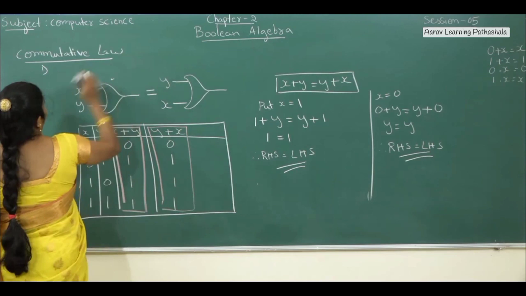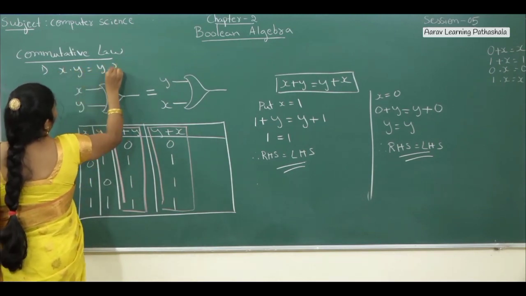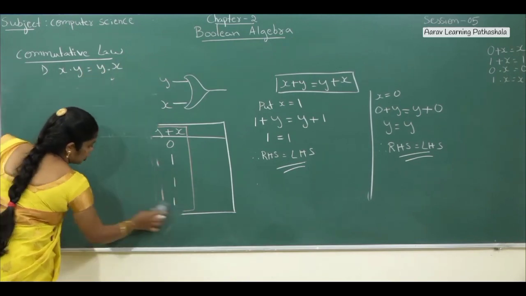And next we'll explain the second one, that is x into y equals y into x. Then how to write the symbol as well as the truth table.